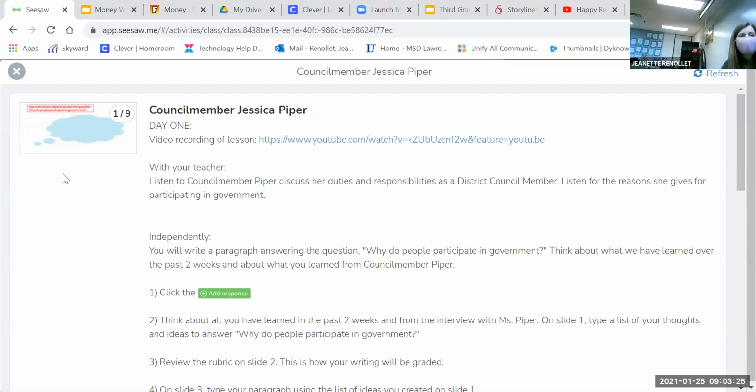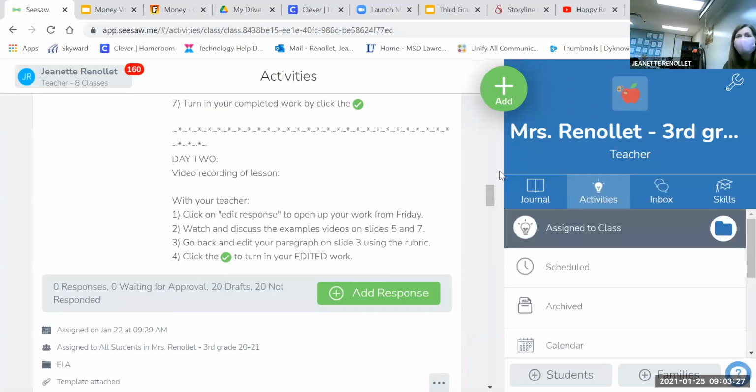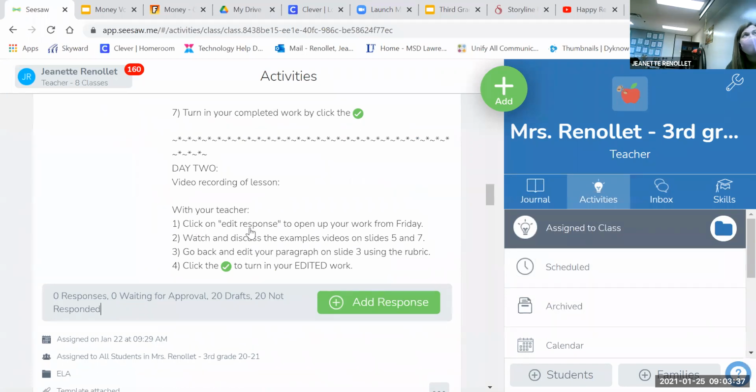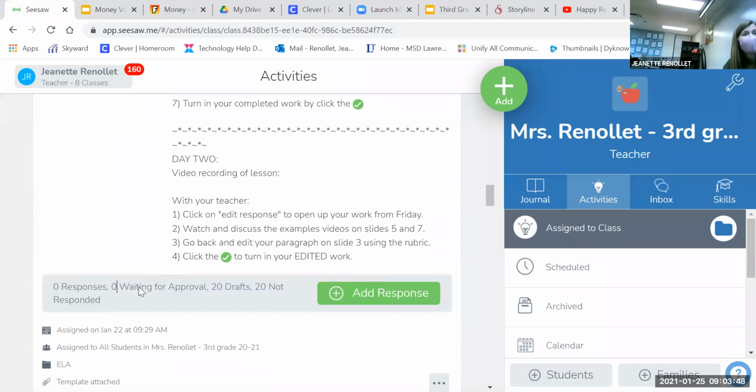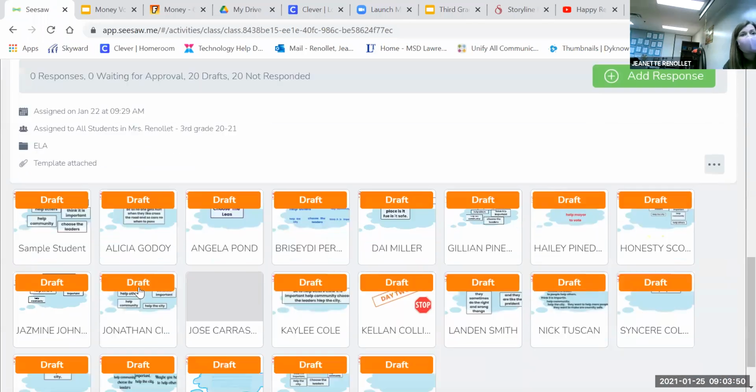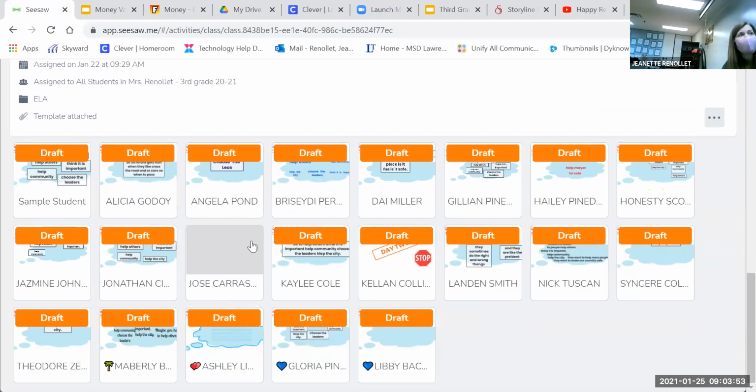Okay, let's go ahead and find our task together. All of you have it saved as a draft. So on your home screen, under Assign to Class, you will click the orange check. Our task looks like this. It's called Councilmember Jessica Piper. It's the same task from Friday. You need to open it up by clicking Edit Your Draft. Right here, I'm showing you that everybody has it on draft except for Jose. Jose, you can find it under Assign to Class. And you will start by editing.